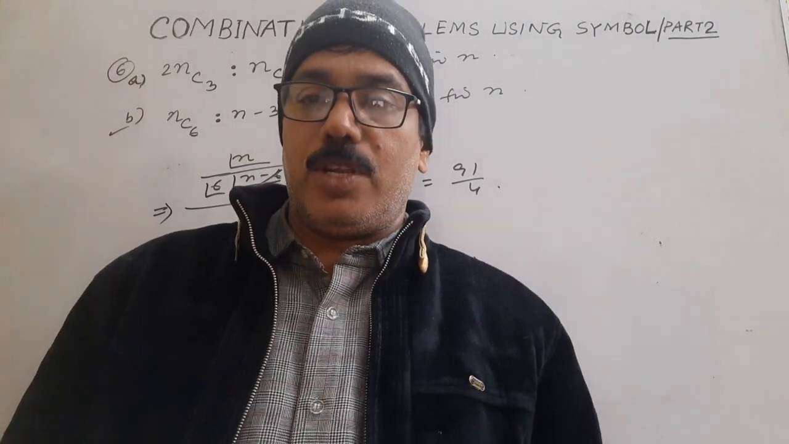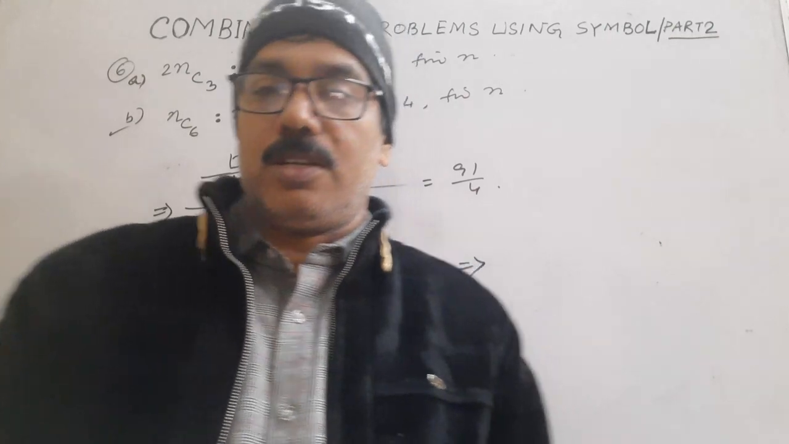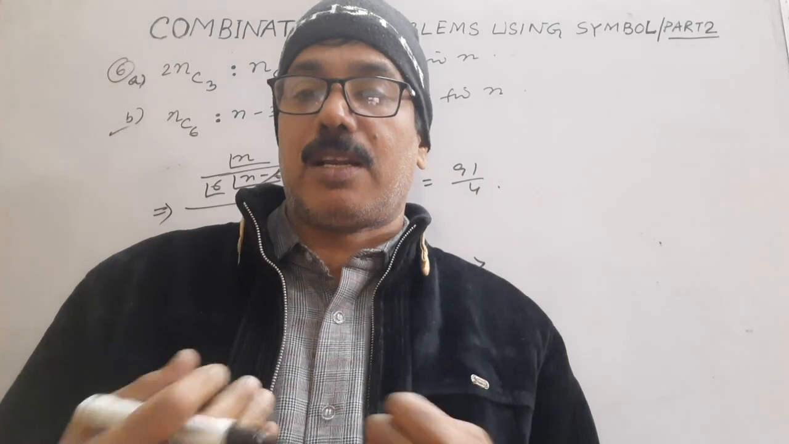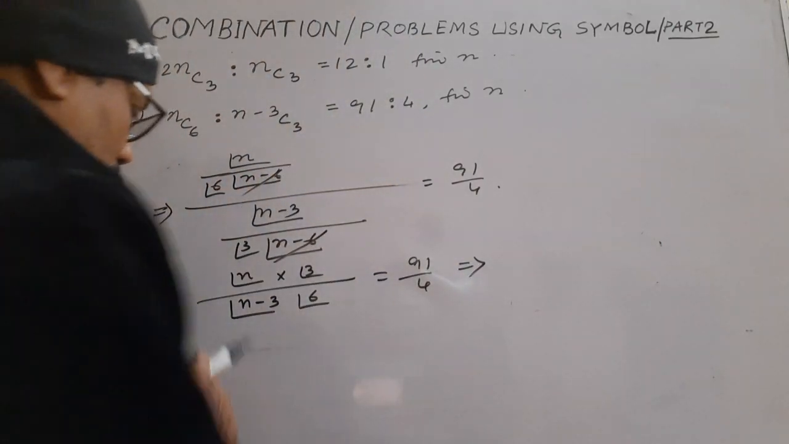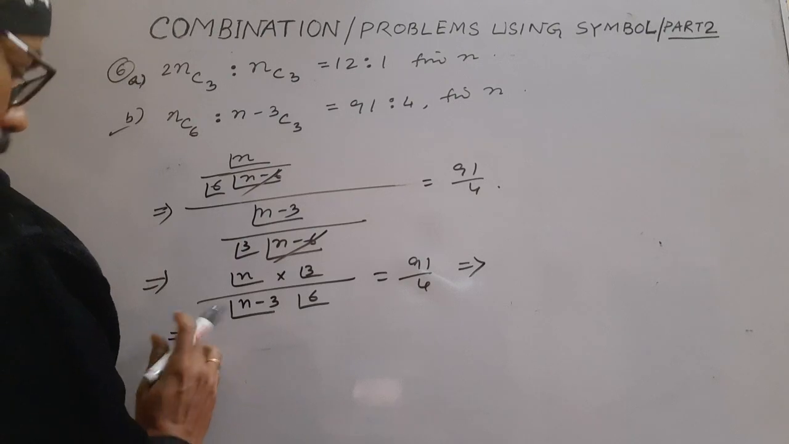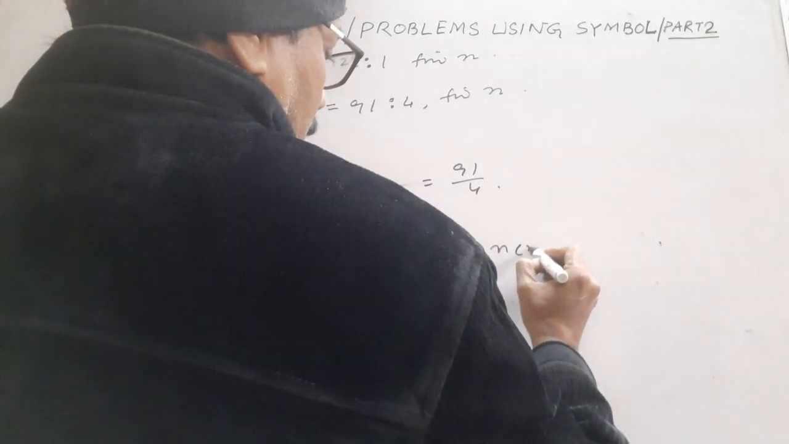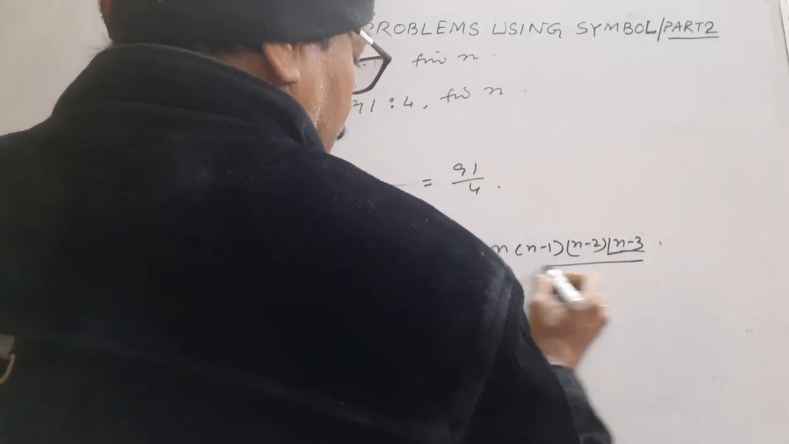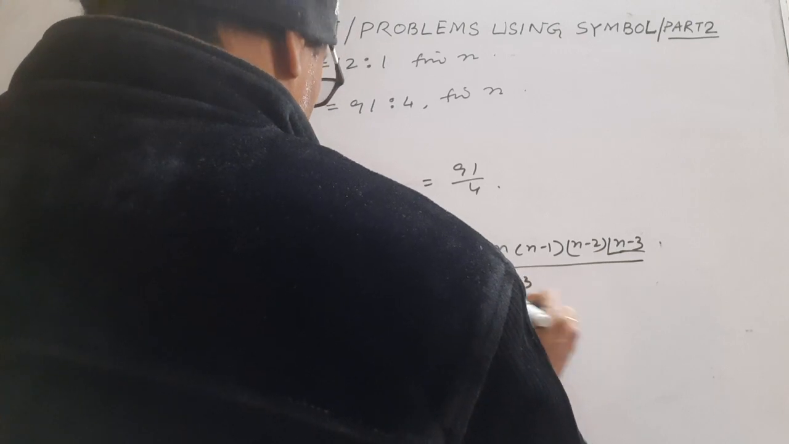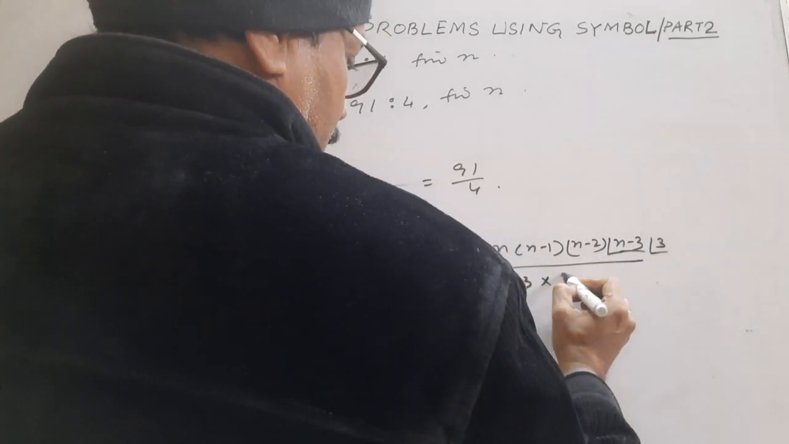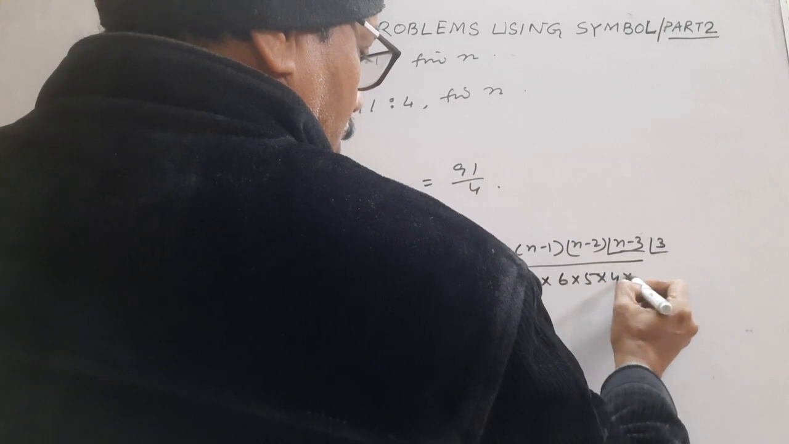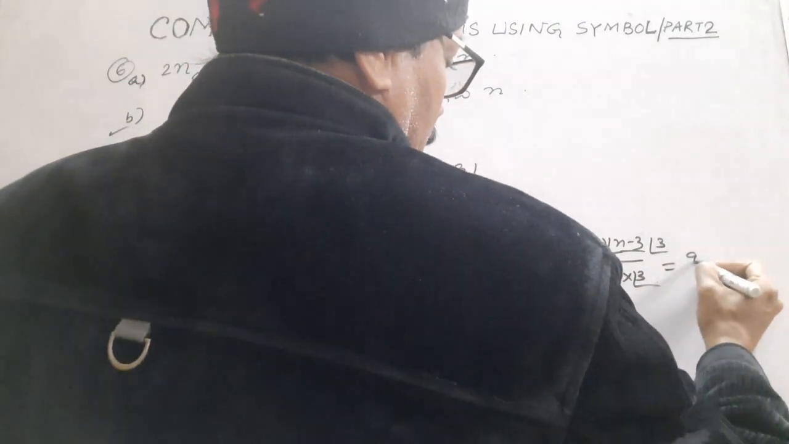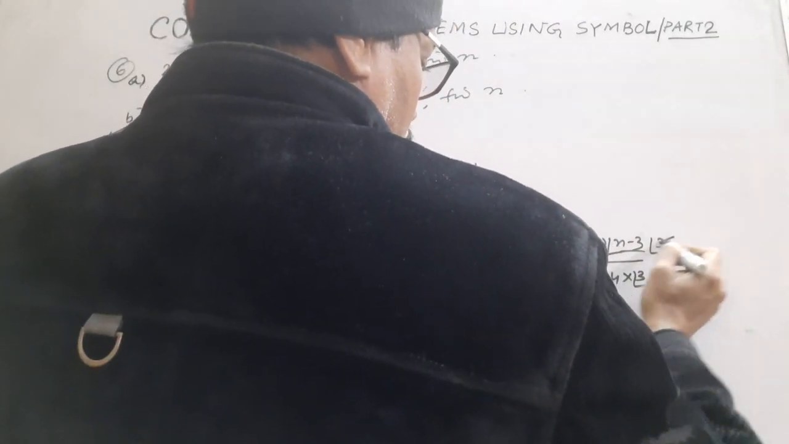So our main aim is to remove factorial. To remove factorial, you have to expand the greater factorial. So which one is greater? n and n minus 3. n is greater. So this is n into n minus 1 into n minus 2 into factorial n minus 3, and factorial n minus 3 is unchanged, factorial 3 unchanged. This is 6, so 6, 5, 4 into factorial 3, equals 91/4. So cancel out.